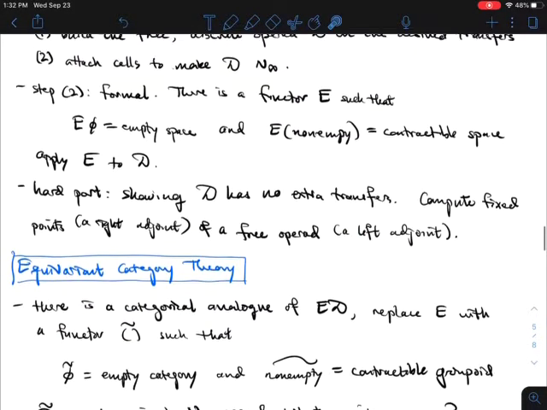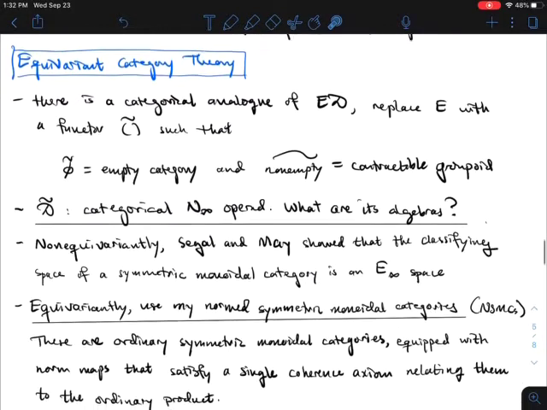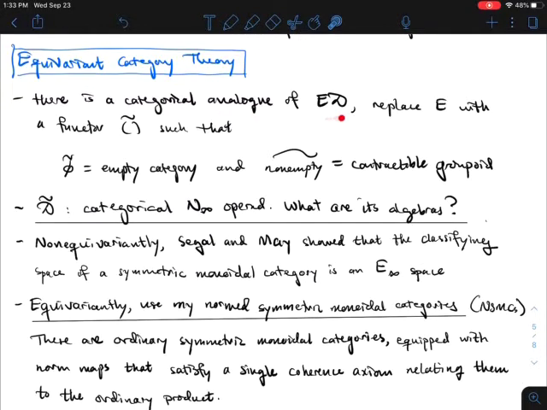I'd now like to turn our attention to equivariant category theory. There is a categorical analog of the operad ED where we replace E with a functor E-tilde, which has the property that E-tilde of the empty set is the empty category, and E-tilde of every non-empty set is a contractible groupoid. D-tilde is a categorical N-infinity operad, and it makes sense to ask what its algebras are.